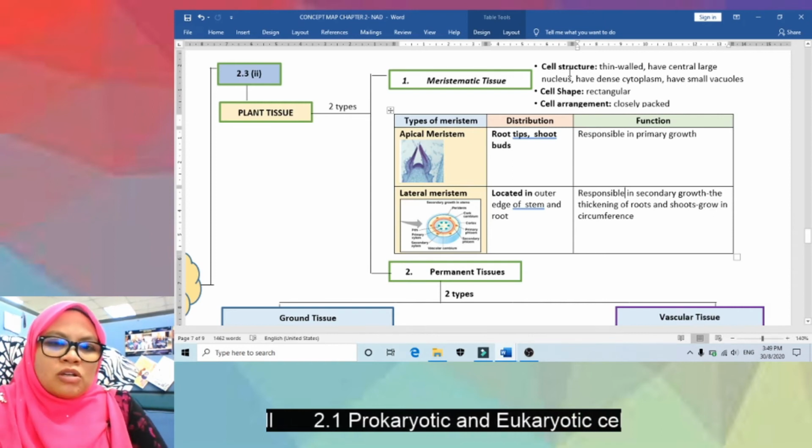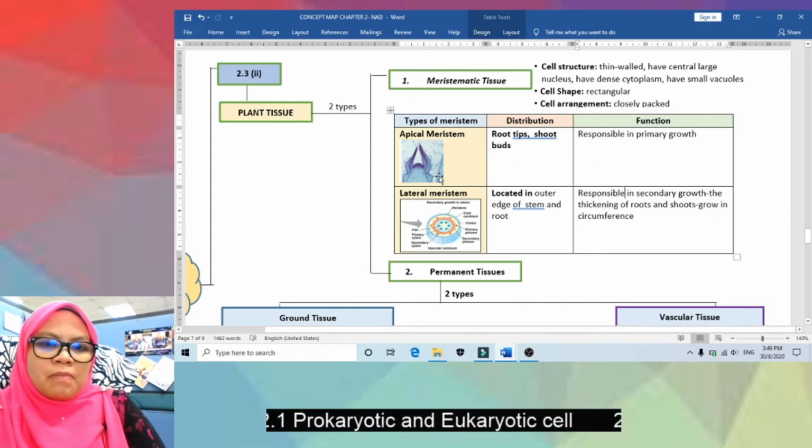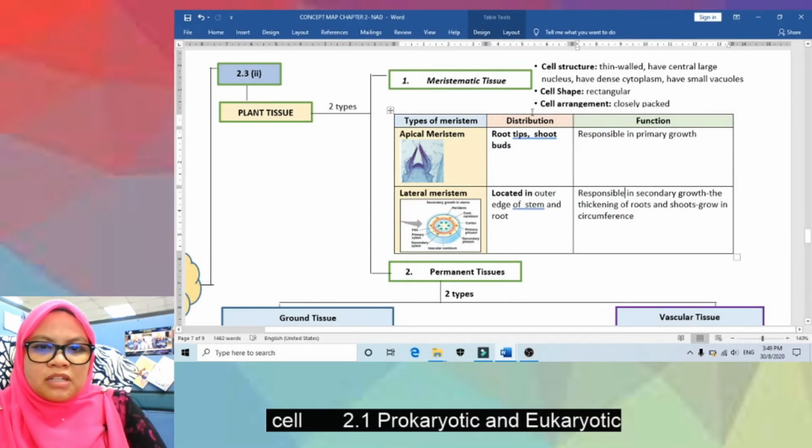For meristem tissue, as you can see here, we have two types, the apical meristem and lateral meristem. The difference is the location and the difference in function. For apical meristem, the distribution is at the root tips and shoot bud. For lateral meristem, it is located in the outer edge of stem and root.